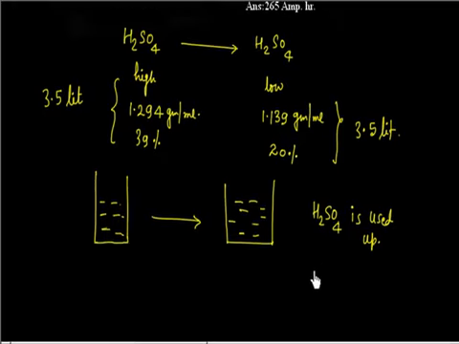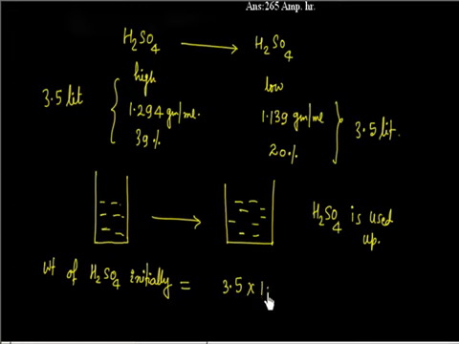So let us say what is the weight of initial H2SO4. So the weight of H2SO4 initially, this we can calculate. This is equal to volume, 3.5 liter, times density. Now this density is in gram per ml, so let us write volume in milliliter: 3.5 liter times 10 to the power 3, multiplied by 1.294, and this is in gram.